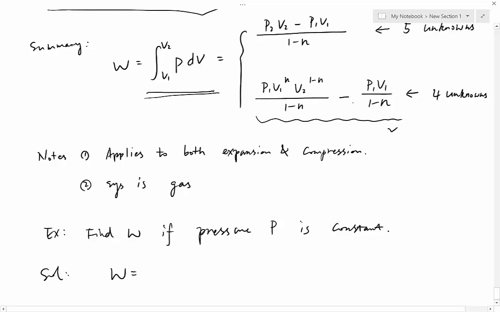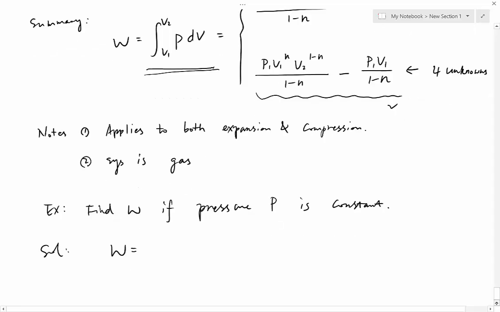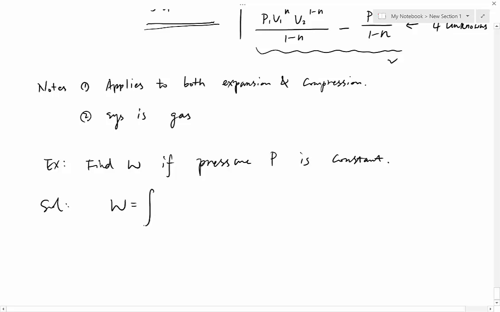So here's one thing I always suggest you do. If you don't know, always start from the basic, which is integral of PdV from V1 to V2. Always start from the basic. Okay, so now let's take a look again. Pressure P in this example is constant. In other words, your integrand is constant. If your integrand is constant, what can you do? You can pull it out.